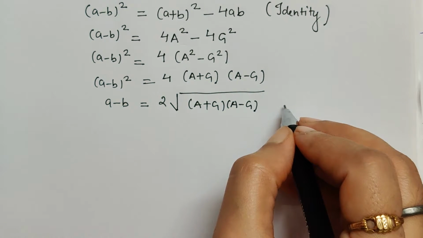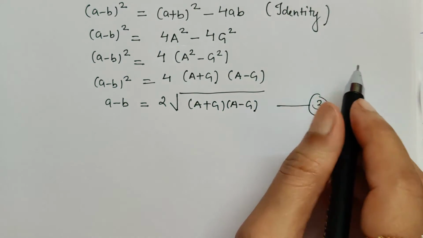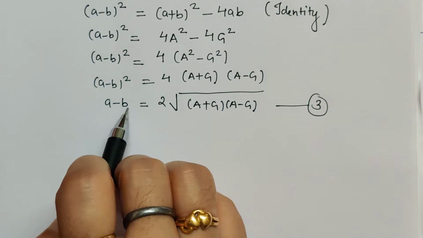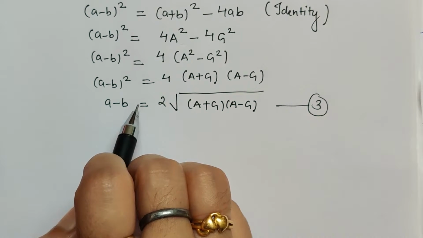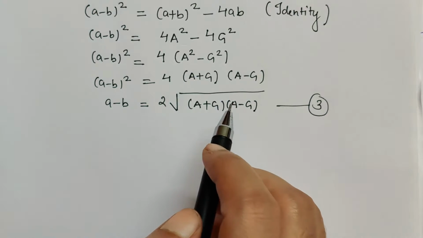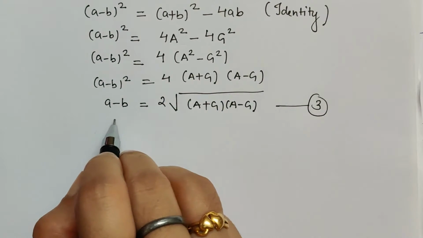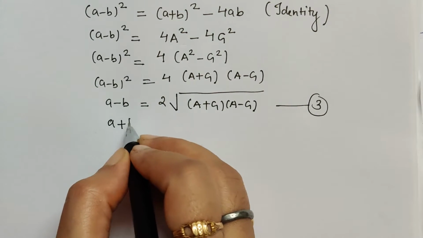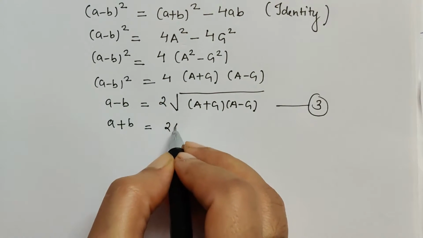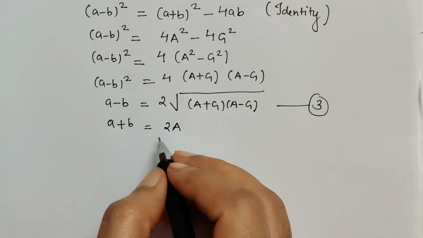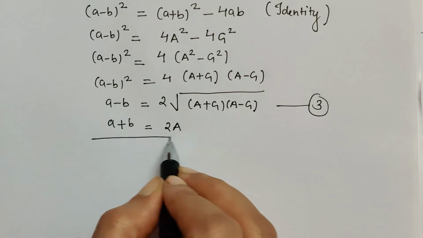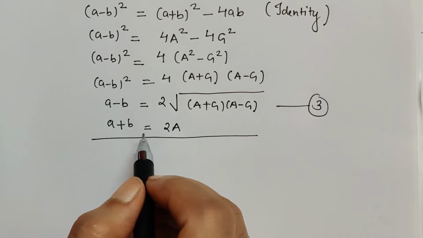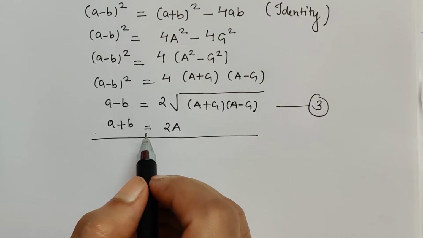Now we are asked to find the values of small a and small b, the two numbers whose arithmetic mean and geometric mean have been given as capital A and capital G. So one equation we already have, a minus b is this, and the other is my equation 1, which is a plus b is equal to 2A. Using these two equations and by applying the elimination method, we can get the values of small a and small b, that is, the two numbers can be calculated.